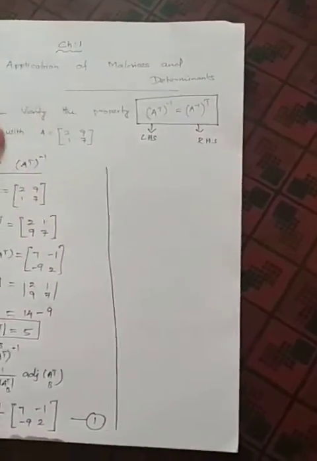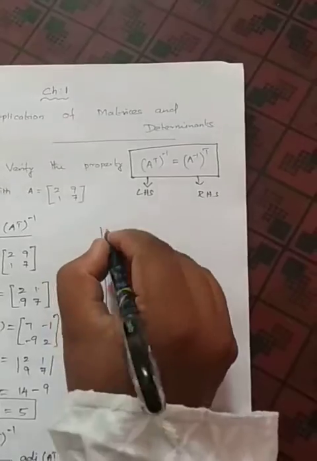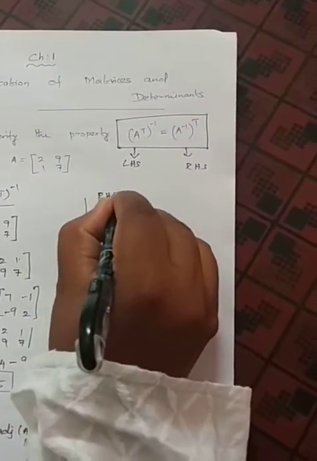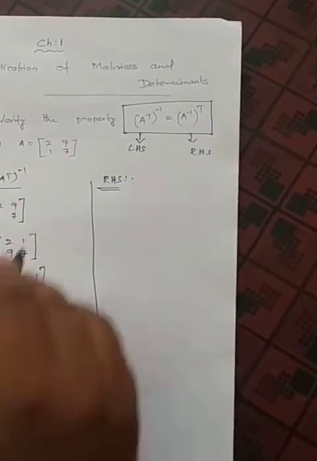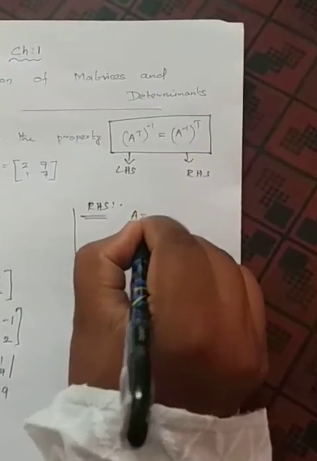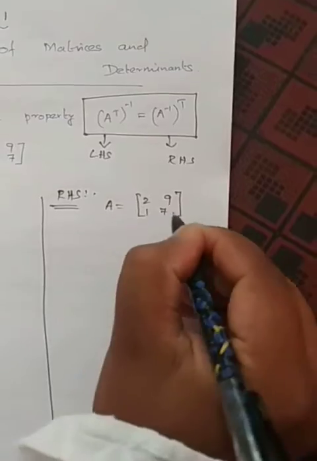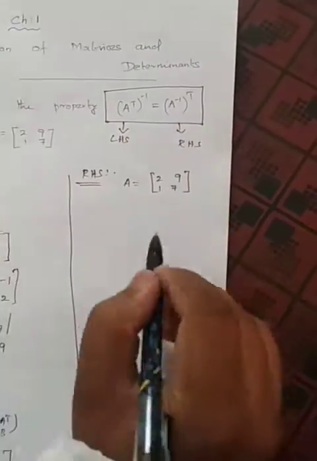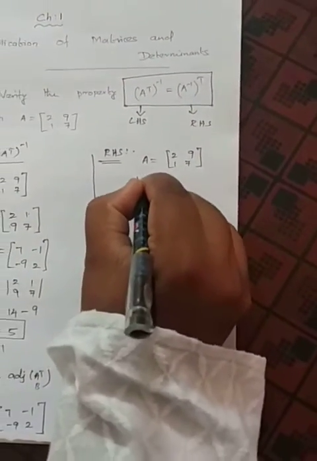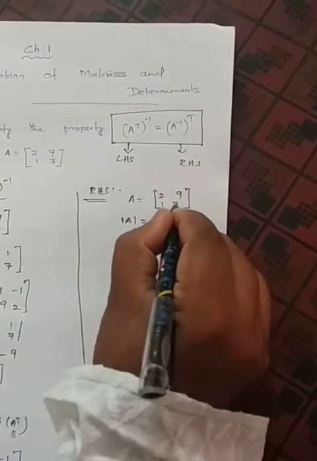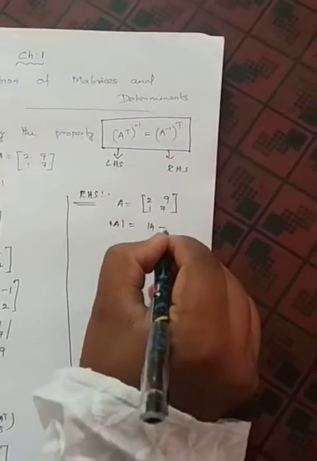Here we need to take the RHS. Separately we can do it, or we can adjust it, our wish. First, what's the A matrix? A equals 2, 9, 1, 7. For that I need to find A inverse. So I am going to find the determinant of A: 2 7s are 14 minus 1 9s are 9.